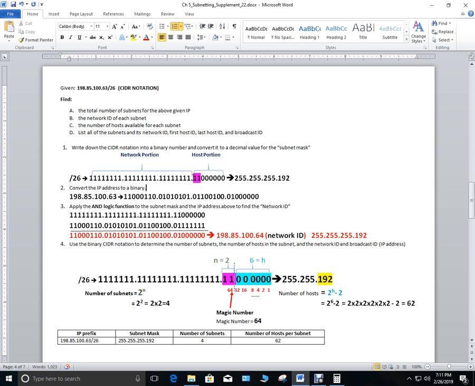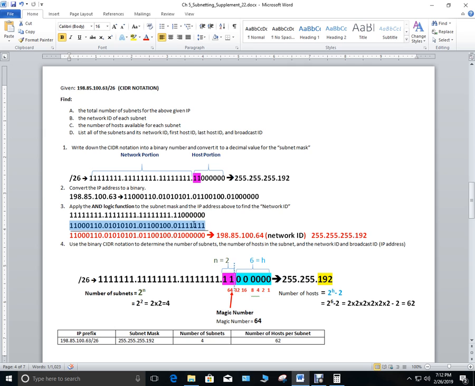Again, this side of the octet is called the host portion, and the other side right here is the network portion. This is the subnet portion, basically, because the number is changing on this octet. Step number 2, convert the IP address to binary. So we convert 198.85.100.63 to a binary number, and that is right here.